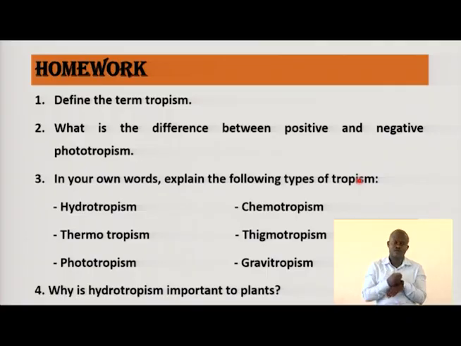Dear students, let us make a quick review of our lesson today. We have talked about tropism. We have also talked about 6 different types of tropism. Now, I have homework so that you can test your level of understanding. Question number 1, define the term tropism. Number 2, what is the difference between positive and negative phototropism? Question number 3, in your own words, explain the following types of tropism: hydrotropism, thermotropism, phototropism, chemotropism, thigmotropism, and gravitropism. Last question, why is hydrotropism important to plants?